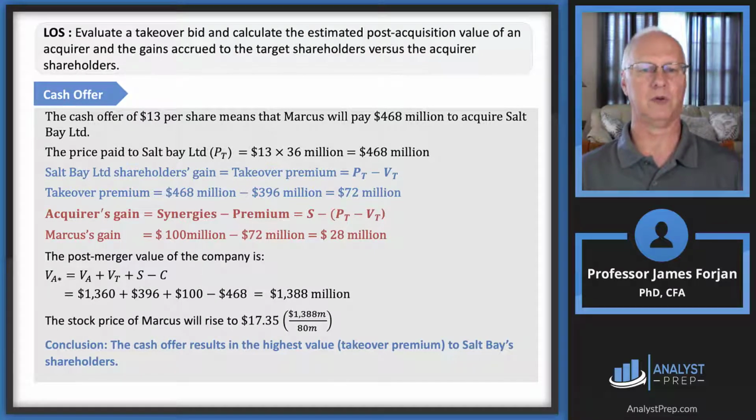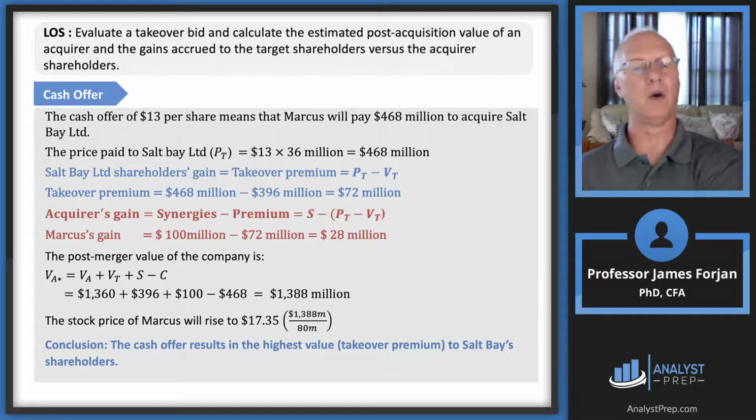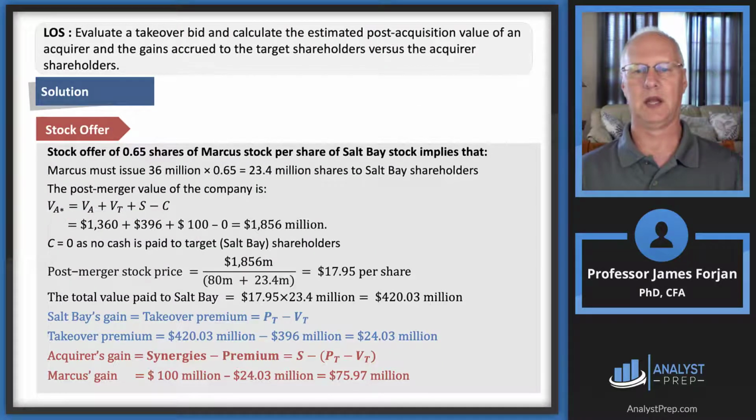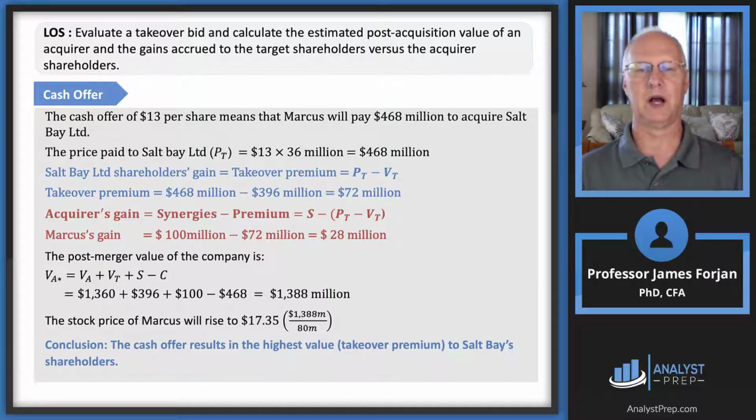And so our post-merger value then is we do this just like we did the previous one, right? 1360 plus the 396 plus the 100, but now we're wiping out all that cash. So that gets us down to 1388. And so our stock price will be just 1735. What was it back here? 1795. Here it's 1735. So there's the 1388, and then we only divide by the 80 million, right? Because we're not issuing any of our shares.